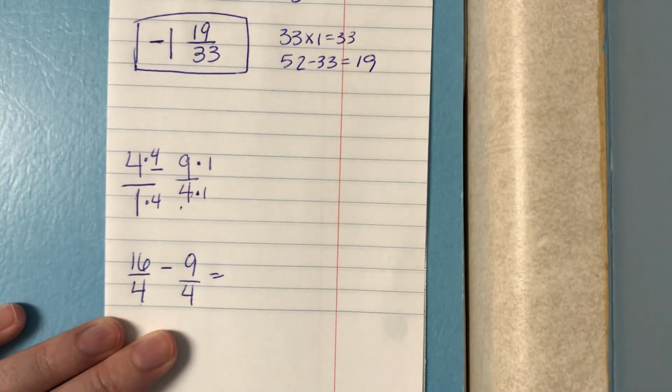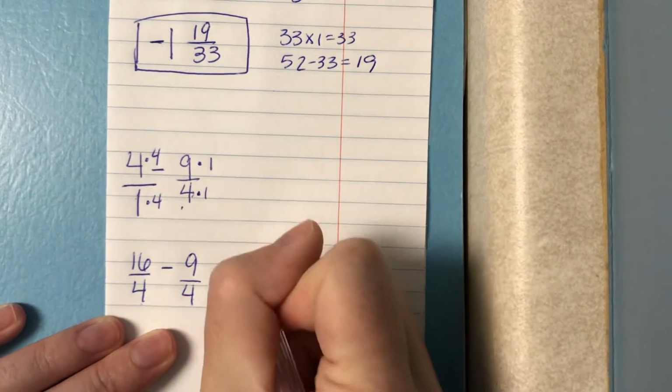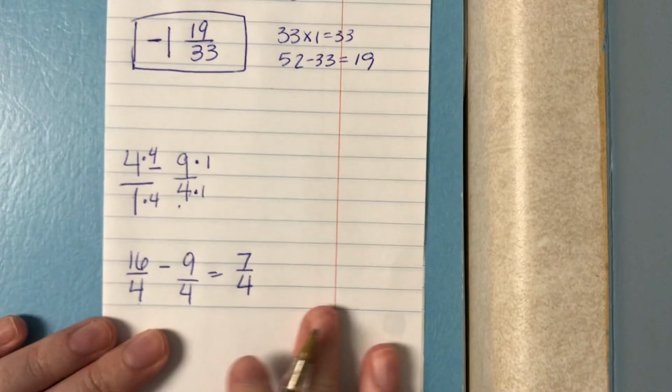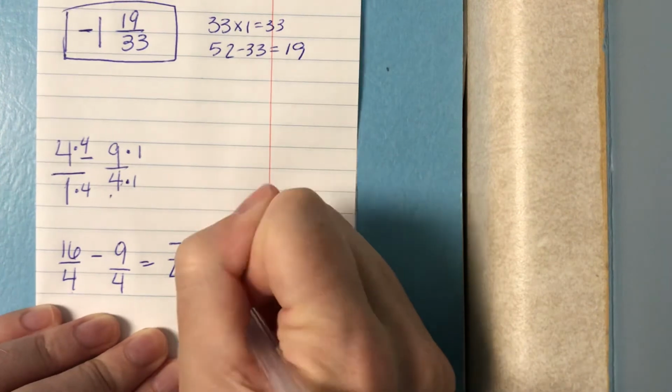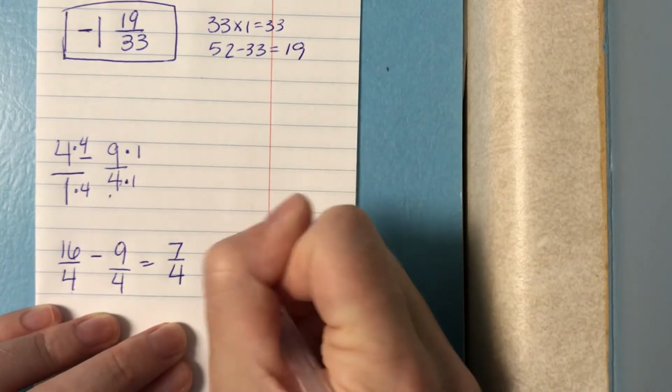All right, so then 16 minus 9 gets me to 7. So I have 7 over 4. An improper fraction, so I have to simplify. So 4 goes into 7 one time, and there are 3 left over.